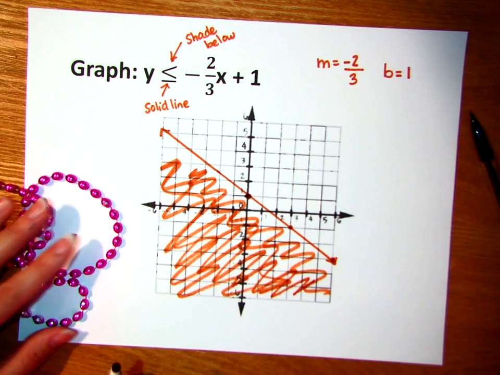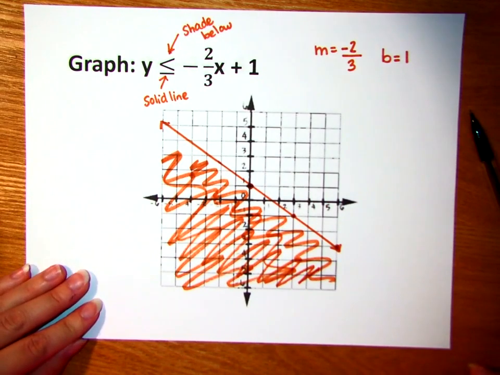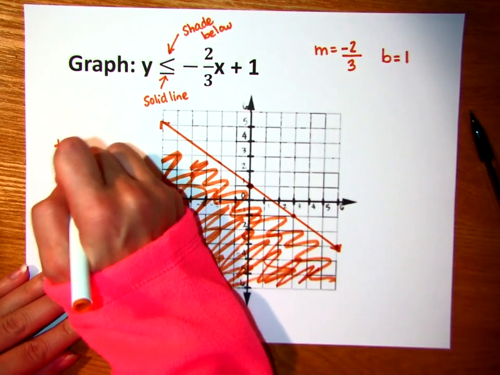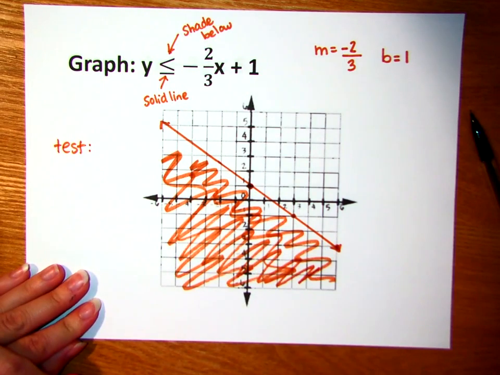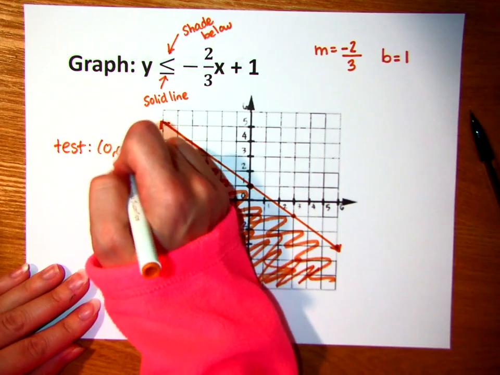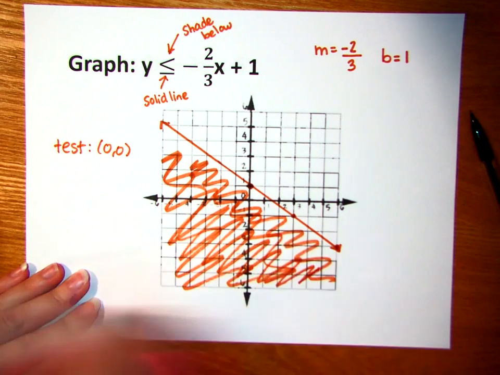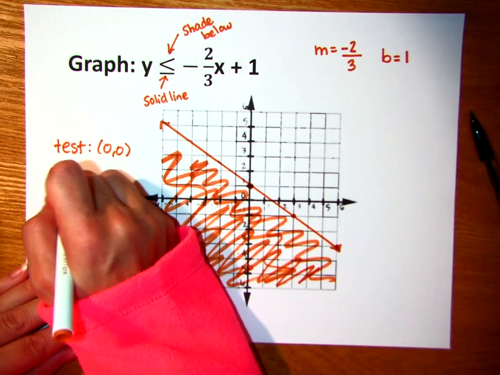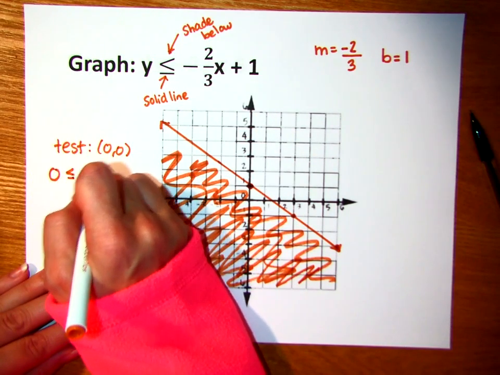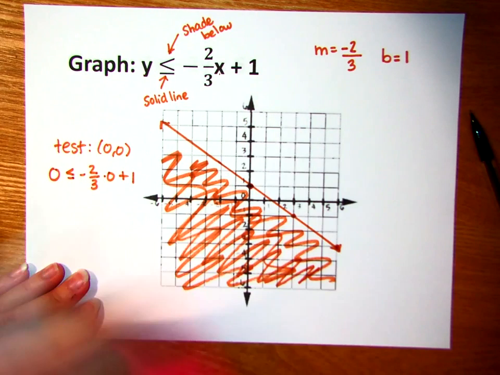Now, if you don't like that and you really prefer a different way, you can use what we call a test point. So let's look at that. A test point here. My preference is generally to use 0, 0 because it's just easy to plug in and easy to work with. So we're going to test 0, 0. The only time you're not allowed to use 0, 0 is if it's actually on the line you've graphed. So I'm going to test 0, 0 by putting it in. 0 is less than or equal to negative 2/3 times 0 plus 1. I plugged it into the y and the x.